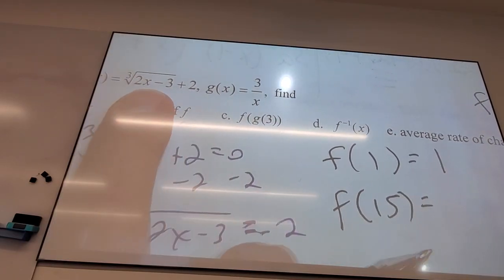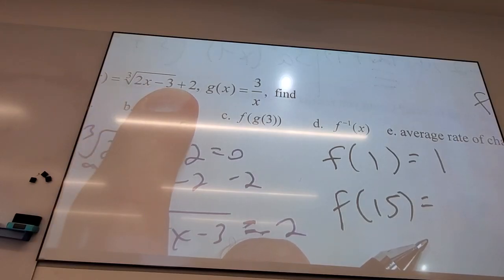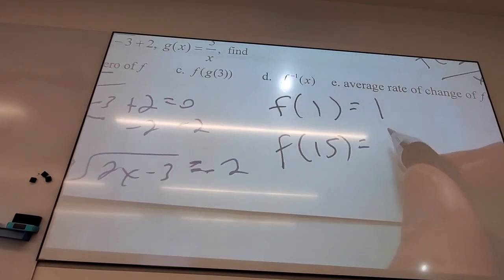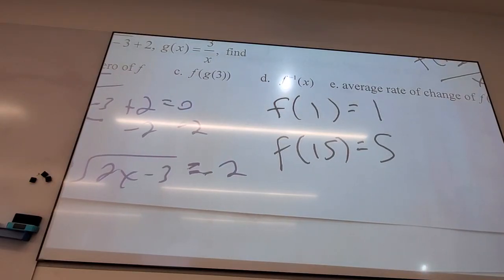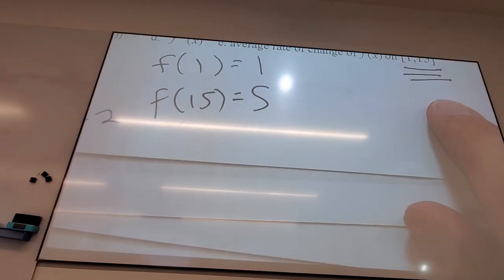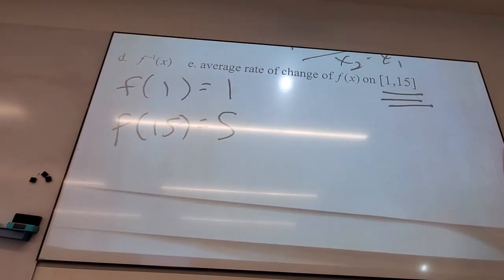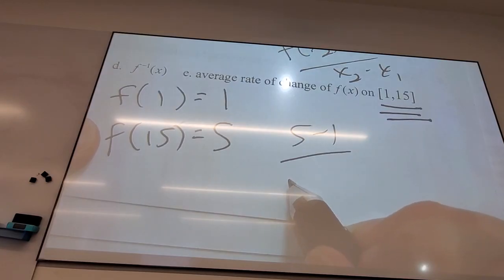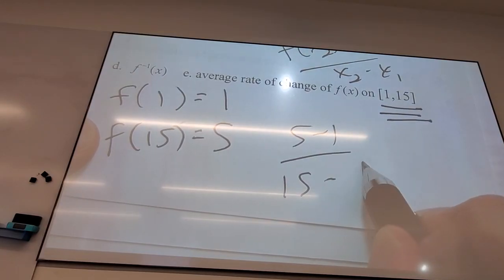What's F of 15? Twice 15 is? Minus 3 is? Cube root of 27 is? Plus 2 is? 5. Okay. So to me, it's just a lot easier. Let me get the y's and then just do slope like I did in algebra. So it's the difference in my y's, 5 minus 1, divided by what? 15 minus 1. There you go.